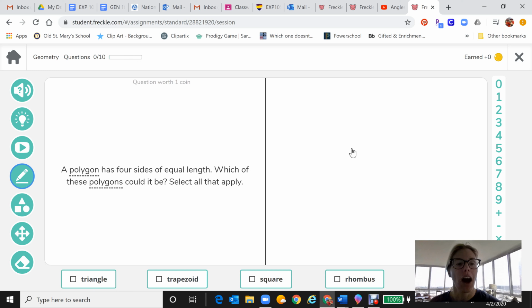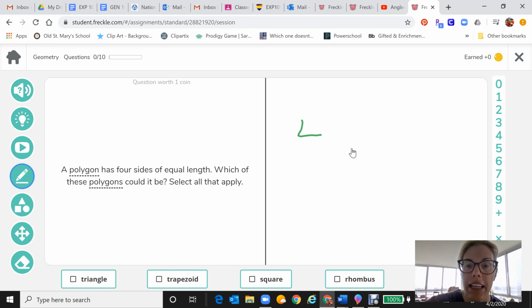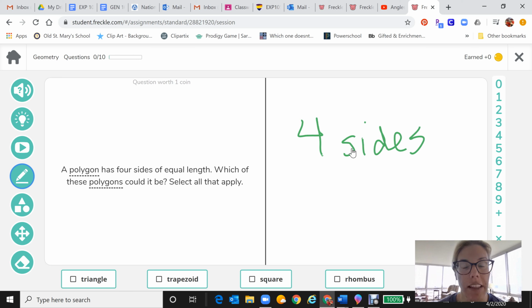All right, I'm back. A polygon has four sides of equal length. Which of these polygons could it be? Now, remember, a polygon has four sides. So it has to be a shape that has four sides. So let's look. Does a triangle have four sides? No, a triangle does not have four sides, because a triangle only has three sides.